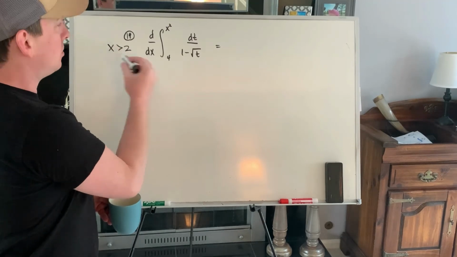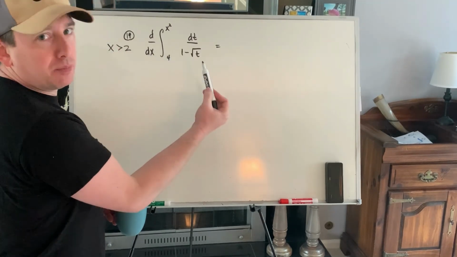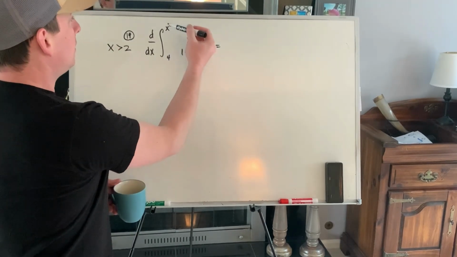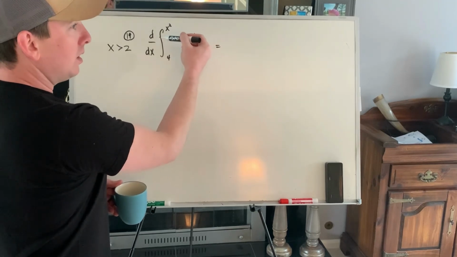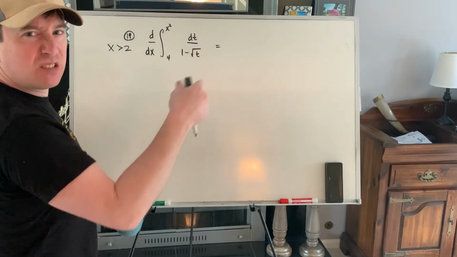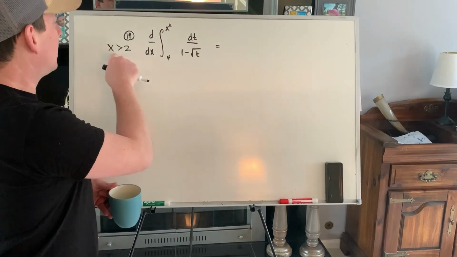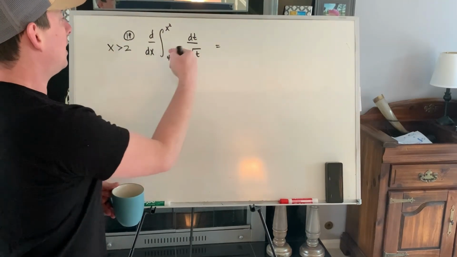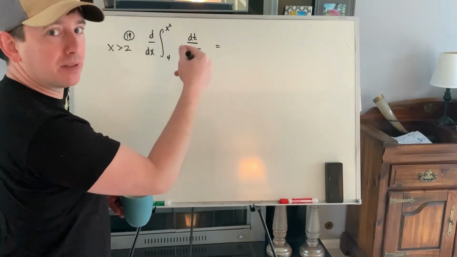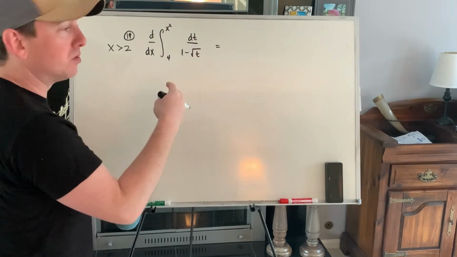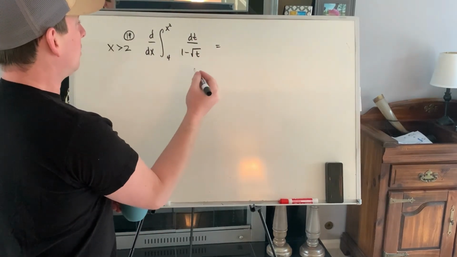If x was less than 2, then think about what your bounds would look like. You'd be going from 4 to something less than 4, so you'd be integrating backwards, and then things would get a little wonky. So they're just saying x is definitely greater than 2, meaning you're going from 4 to something that's definitely bigger than 4. So you can use the second fundamental theorem the way you think you should.